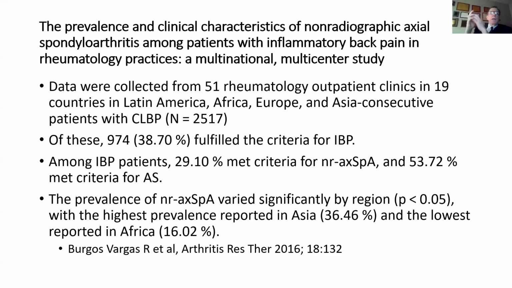Ruben Burgos-Vargas looked at 51 rheumatology outpatient clinics in 19 countries in Latin America, Africa, and Europe. And they found that 38.7% of these people with chronic back pain fulfilled the criteria for inflammatory back pain, so even higher than what we found in NHANES, of which 29% of them met criteria for non-radiographic axial SpA, and 53.72 met criteria for AS. This prevalence of non-radiographic axial SpA varies significantly by region, with the highest prevalence in Asia and the lowest in Africa.